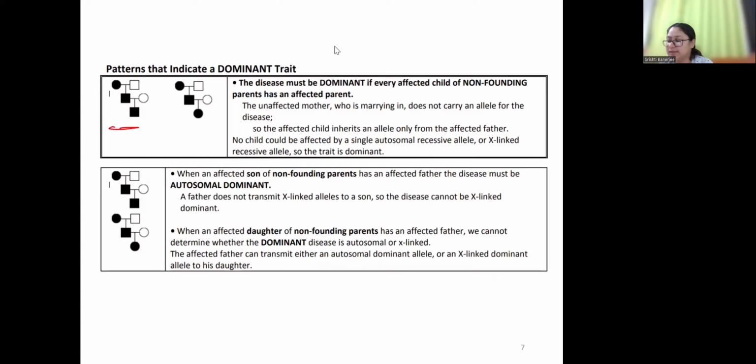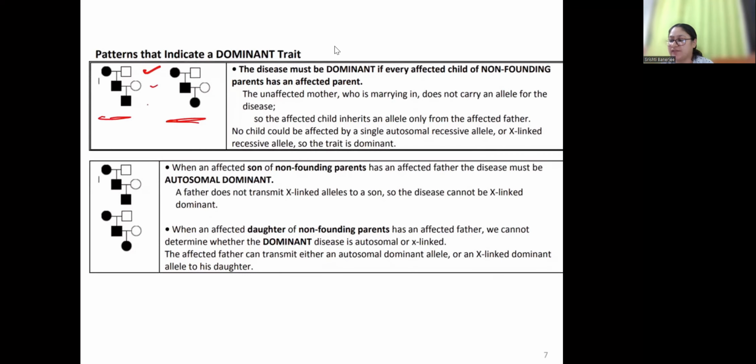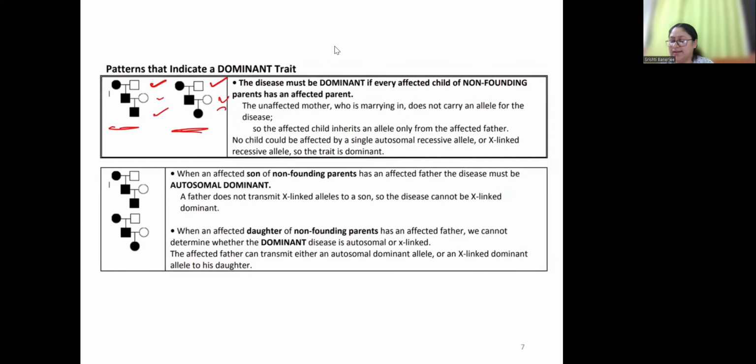So you see these both examples, what is happening, that there is no generation skip. All generations are affected, right? Here it's the same, in one male is affected and one is female affected. So now let's see. A disease must be dominant if every affected child of non-founding parent has an affected parent. One parent has to be affected to transmit the disease to the next generation, irrespective of the fact that the other partner was affected or not. So one parent minimum has to be affected.